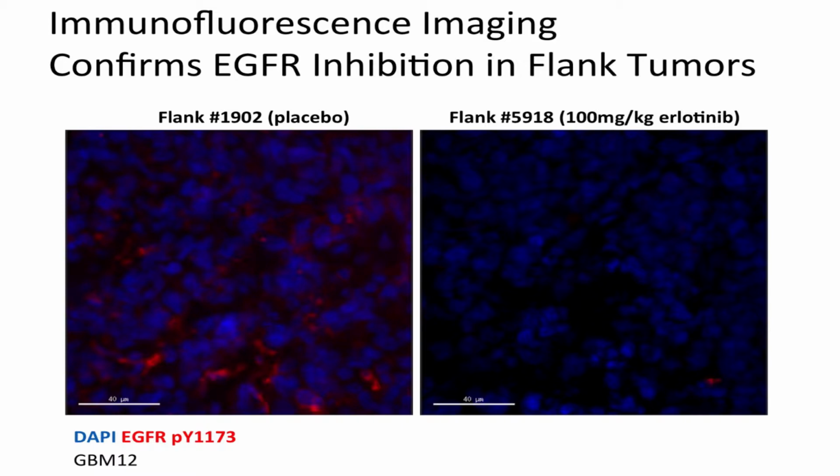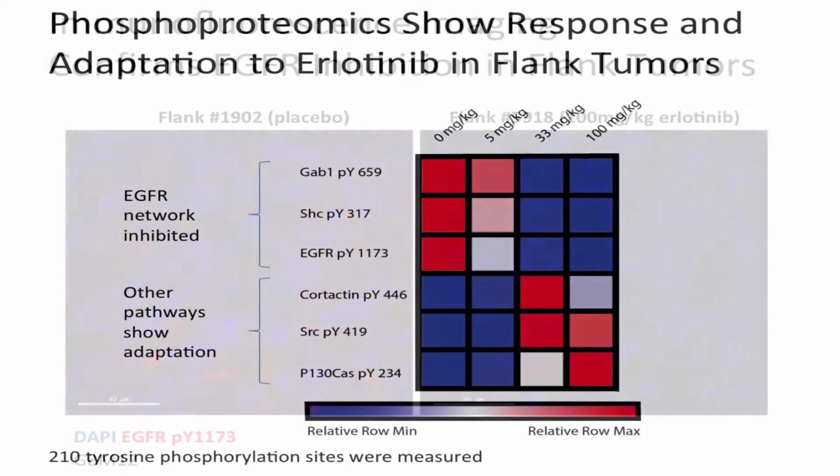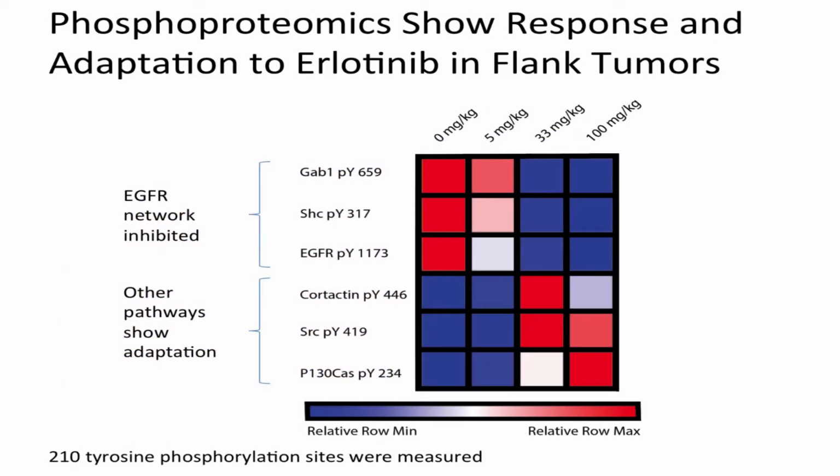So in this case, here we see that EGFR was indeed affected. And now Forrest's group has been doing phosphoproteomics, looked at over 210 tyrosine phosphorylation sites. And again, I'll let him speak to the more details of this. But basically now comparing the flanks of those animals that were basically placebo and the ultra-low dose and different drug concentration here, we can see the EGFR network being inhibited, but also starting to see some other pathways that show adaptation. And in that case, there was more heterogeneity into the adaptation and resistance mechanism pathways.